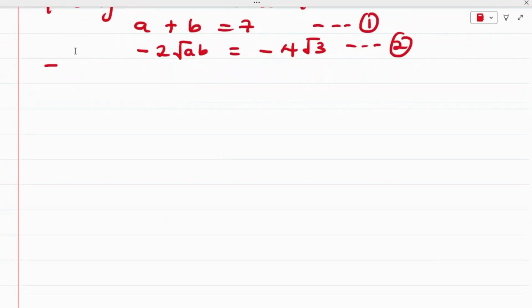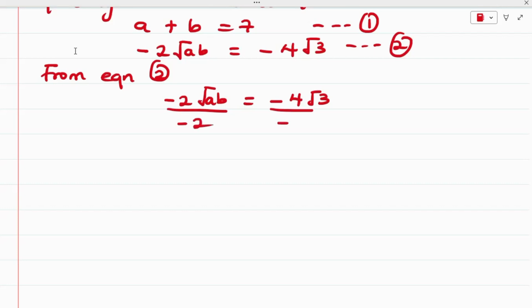So we are going to say right here, from equation 2, we have minus 2 into the root of ab is equal to minus 4 into the root of 3. So we are going to divide both sides by minus 2. So this is going to cancel out this. We have the root of ab is equal to 2, here 1. So 4 divided by 2 is going to give us 2. So we have this to be 2 root 3.